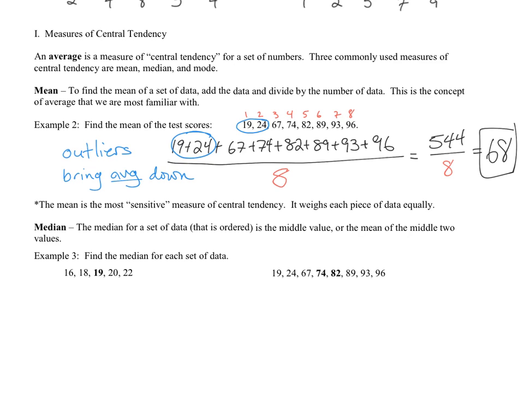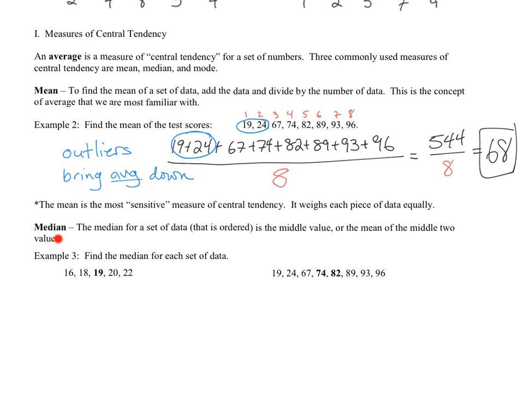So I point this out because the mean is the most sensitive measure of central tendency. It weighs each piece of the data equally. So that means it is going to be the most affected by a really low or a really high score. All right, so let's take a look at median, a different way to average things.